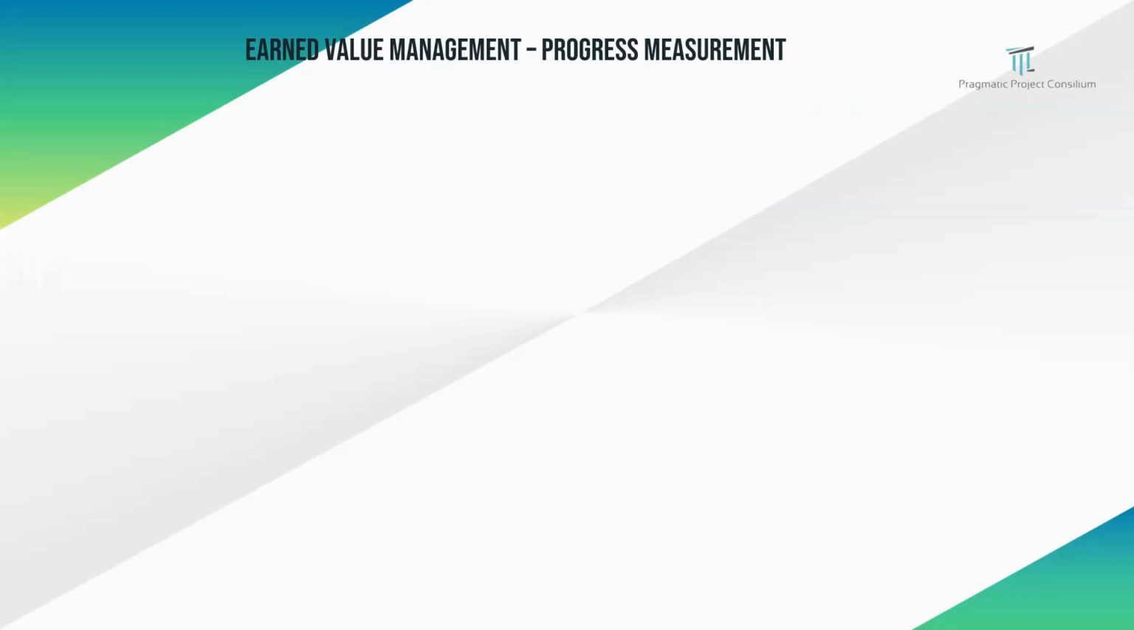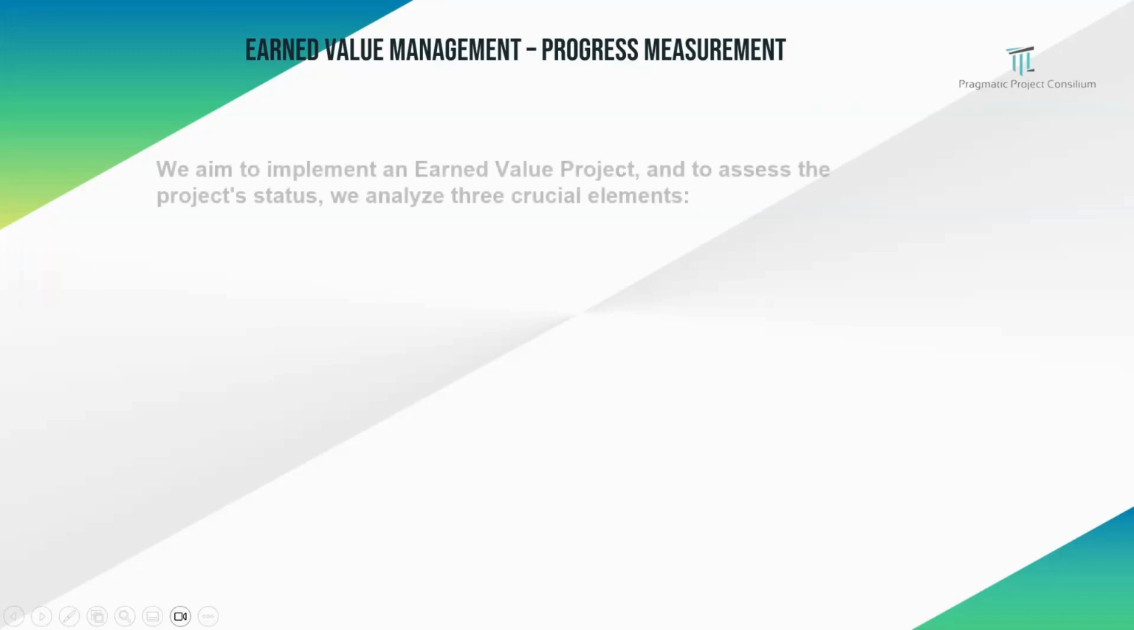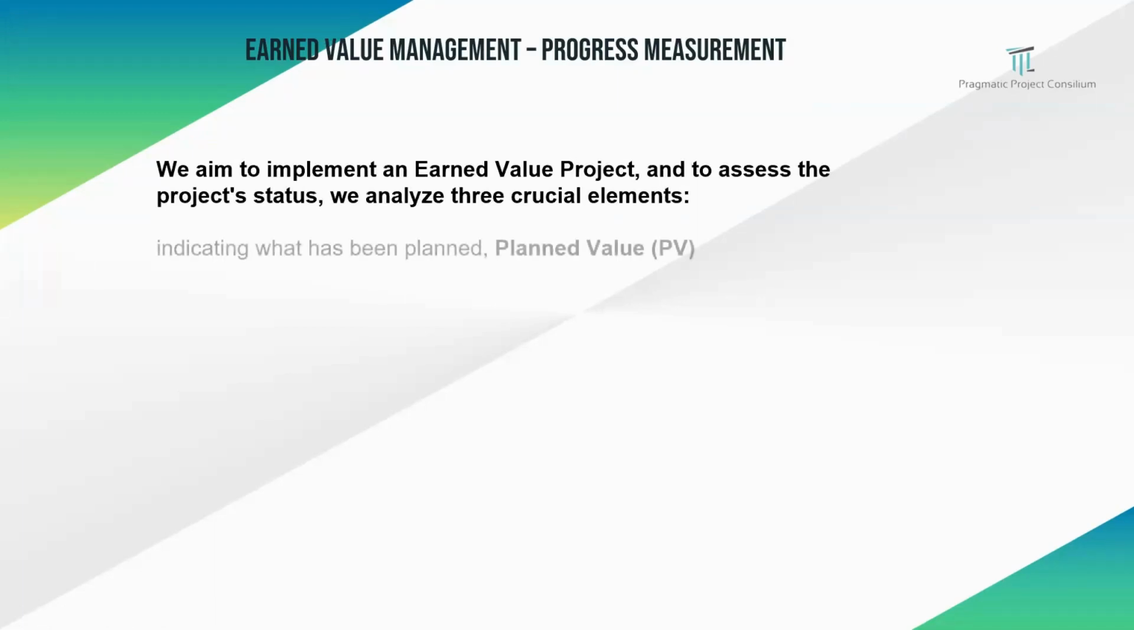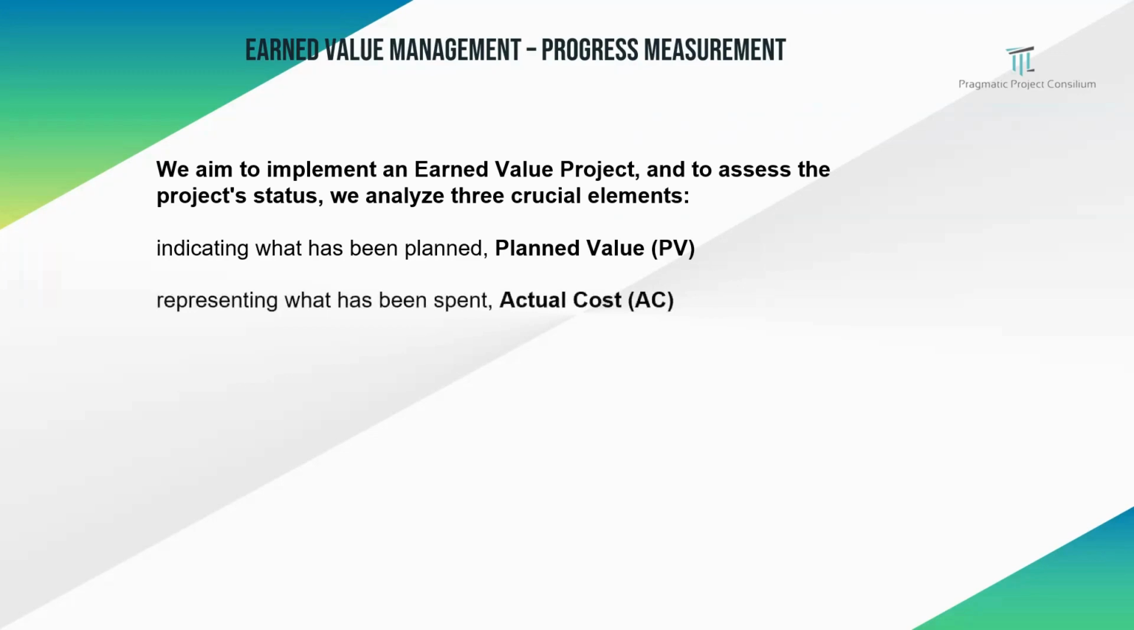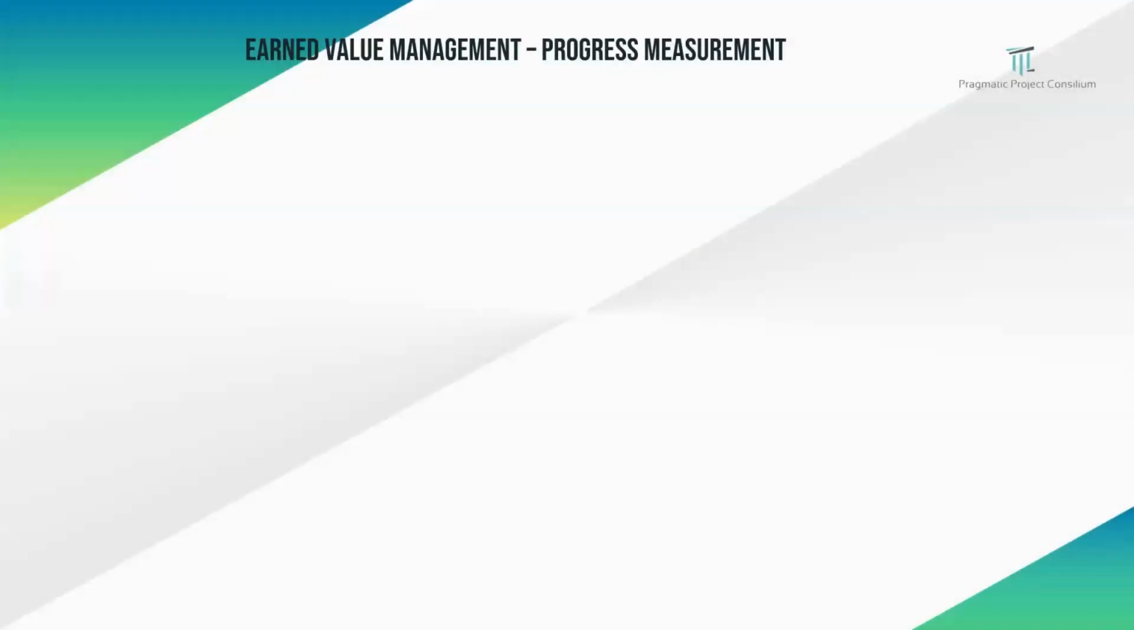Normally, to assess the project status, we analyze 3 crucial elements. One indicates what has been planned, the planned value, which is called PV. The second represents what has been spent, the actual cost, AC. And the third reflects what has been accomplished, the earned value.